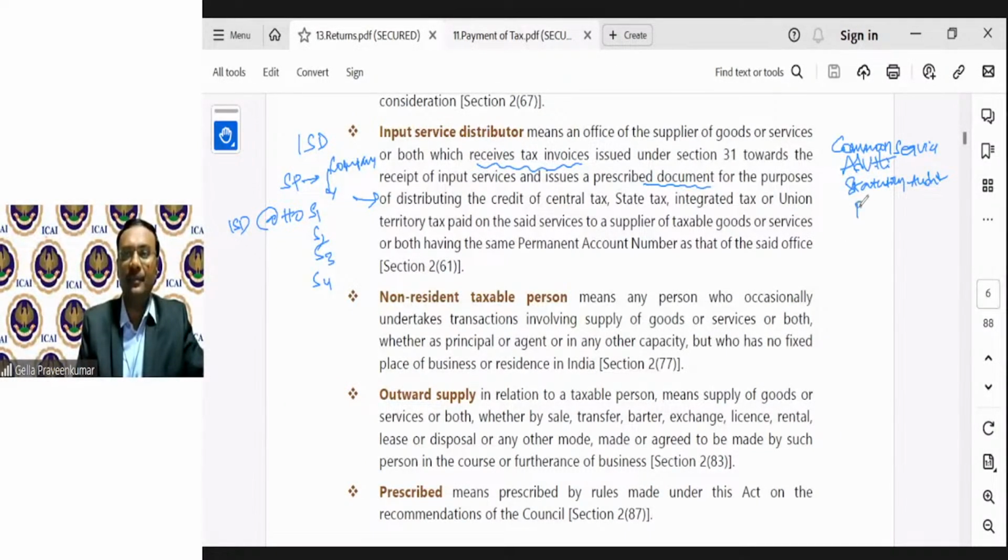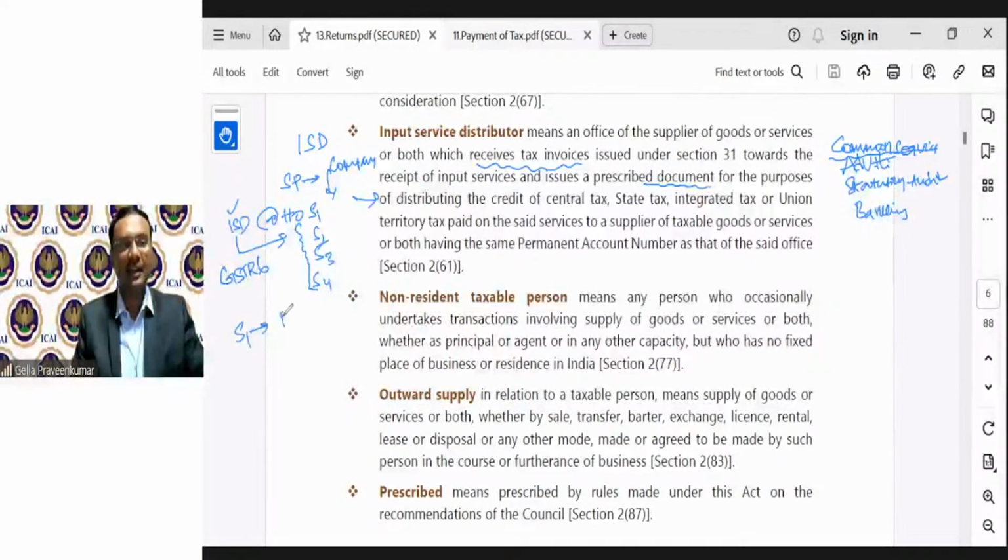What else could be there? Banking service. Say the company avails a particular term loan where they have to execute a particular security and some charges are levied on that. When I have these common services, using ISD the distribution happens to state 1, state 2, state 3, state 4. So I take a separate registration called ISD. GSTR-6 is a return filed by ISD. So in case of HO, that is state 1, I have regular registration and I have ISD registration.